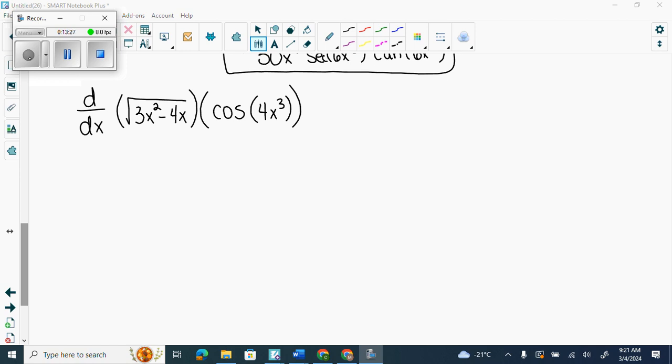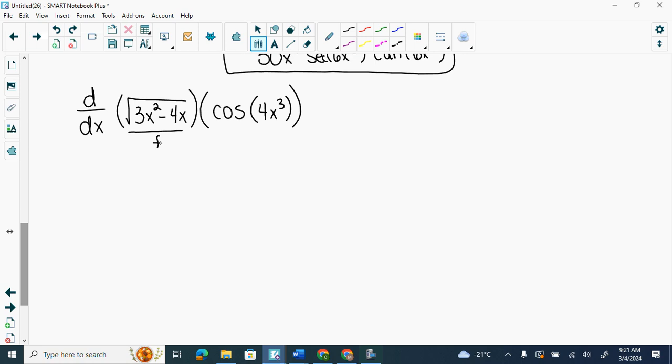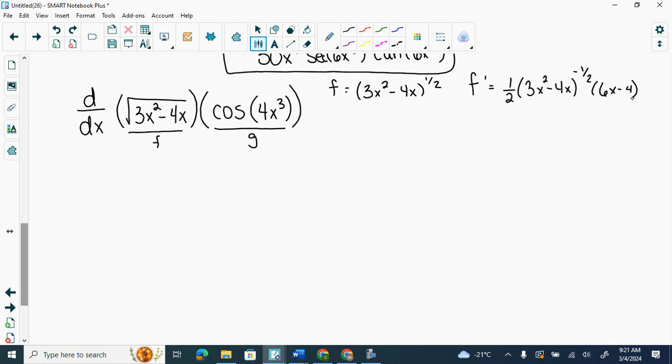Okay? So I have F, I have G. F equals 3x squared minus 4x to the half, to help myself out. F prime equals 1/2, rewrite it, to the negative 1/2 times 6x minus 4. Now this one is nice because I gave you one where the half and the 6x minus 4 join together and it gets rid of the ugly fraction. They can go together and the ugly fraction goes away.